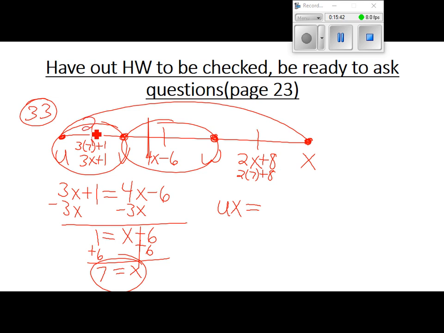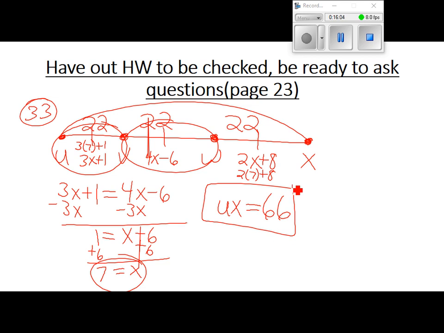Once we found this one, that's 22. Do we need to plug into all the others? What do we know about all three of them? They're all 22, so it's 22 our answer. What do we do to get the whole thing? What do you come up with? 66.